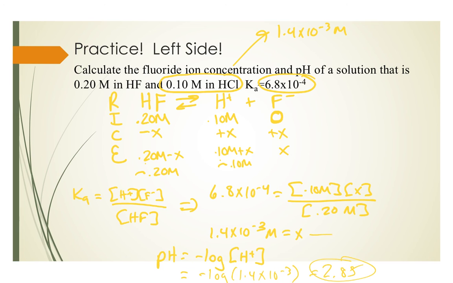Okay, last thing we probably want to do is make sure that our assumption was valid. If I look at 1.4 times 10 to the negative third as my concentration of F minus, and the original concentration of HF was 0.2, then 1.4 times 10 to the negative third divided by 0.2 gives me way less than 5%, and so our assumption is valid. And that's what we need to know about common ions and acid-base chemistry.